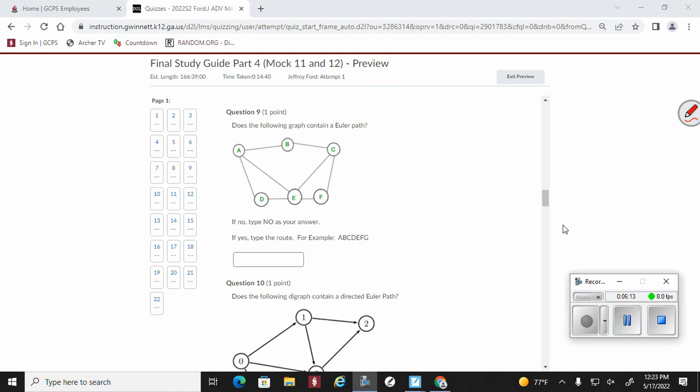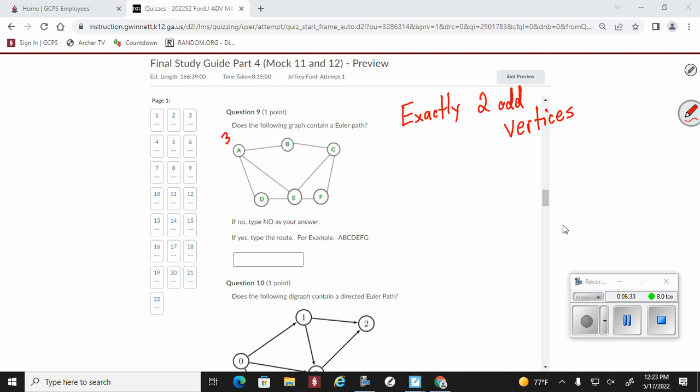All right, next question here. Does the following graph contain an Euler path? Now, with an Euler path, the degree rule is that you have to have exactly two odd vertices. All right, everything has got to be even, but you got to have exactly two odd vertices. So first off, let's go and get all of our degrees.